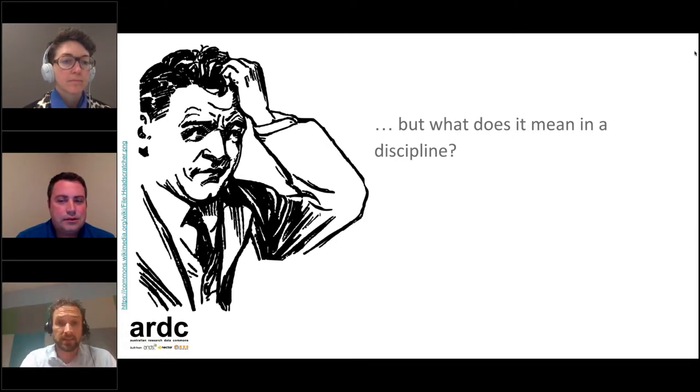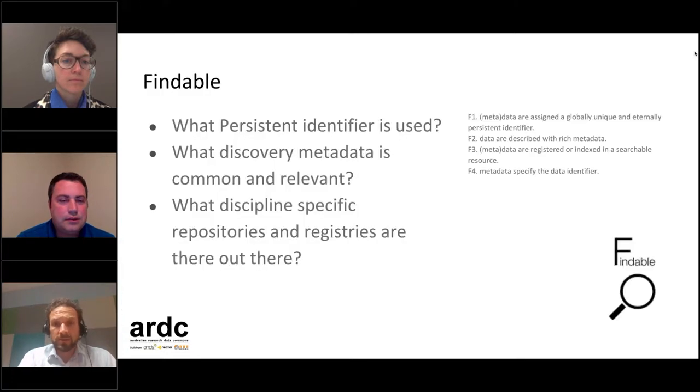What are the things we need to do in our discipline? What I tried to do here is mention for each of the FAIR data principles, very briefly, things you can think about that you could talk about when you're thinking about making data FAIR in a specific discipline. So, for example, when you're talking about making data findable, on the right hand side you'll see the actual original principles, and on the left, you can see a few things you can think about.